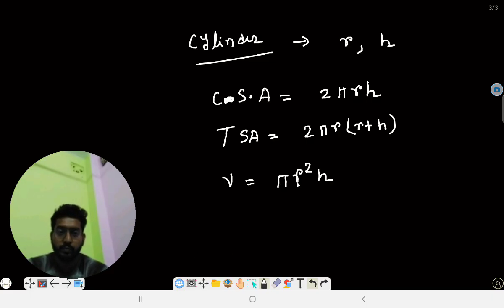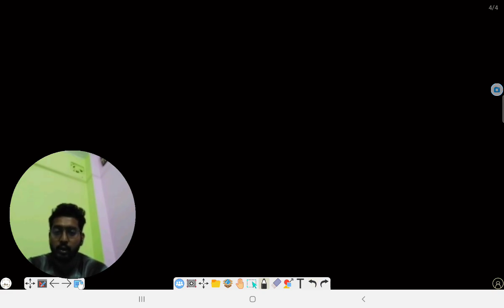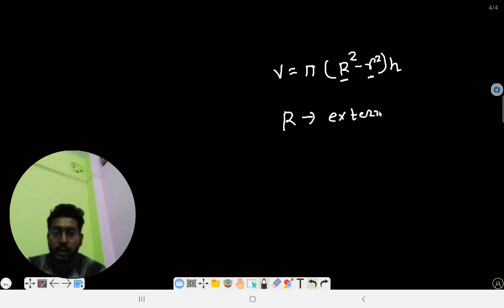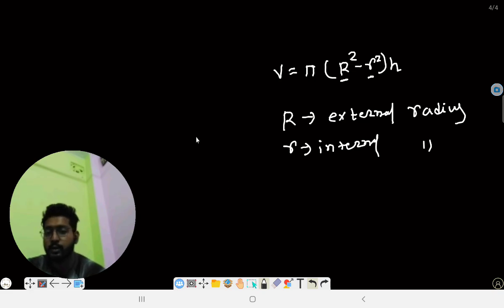Now in the case of volume, whenever the question talks about external and internal radius, you have to use a different formula. Then the volume will be V equals pi into capital R square minus small r square into h. So whenever there is a question of external and internal radius, we have to use that one, where capital R is the external radius and small r is the internal radius.